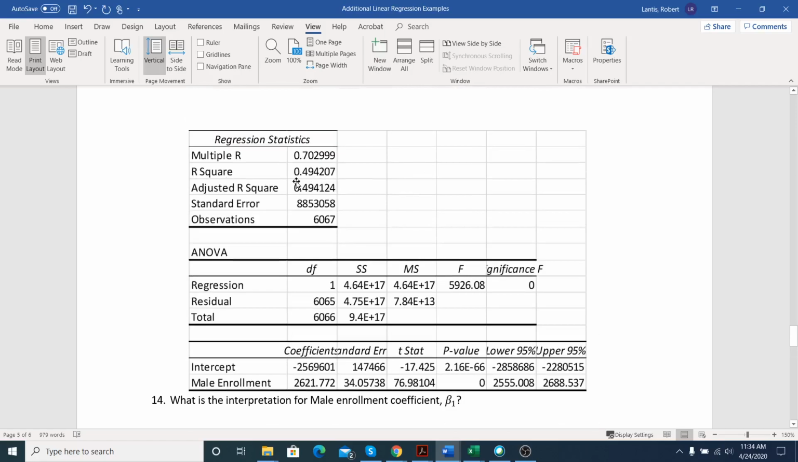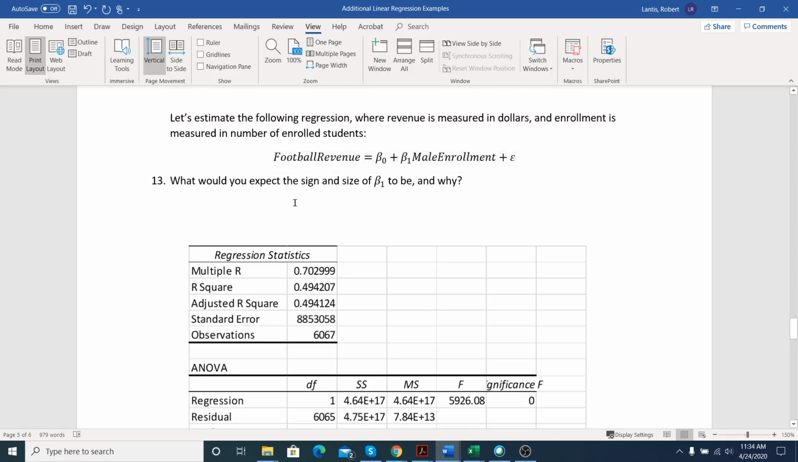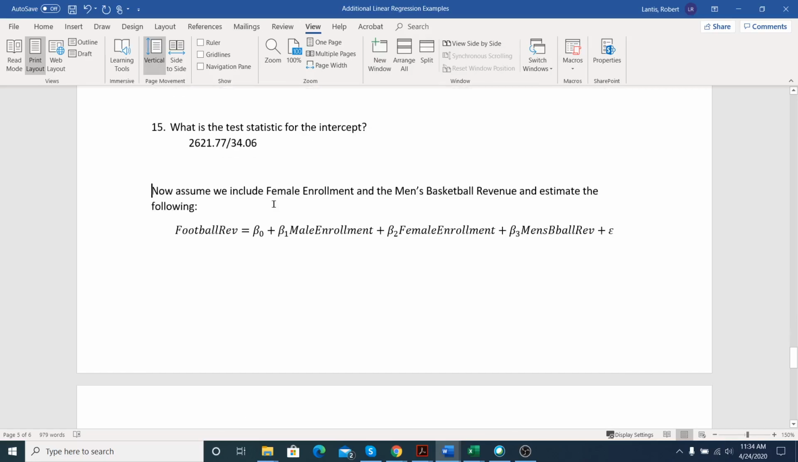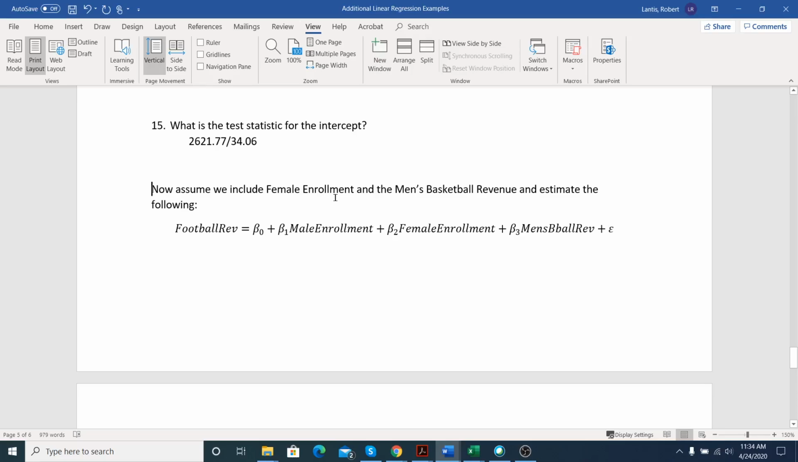And we're explaining a lot of the variation, right? So just with male enrollment, we can explain almost 50% of the variation in football revenue at the school. So now suppose we include not just male, but also female enrollment, right? So we're capturing the entire enrollment at a university. And then we're also including men's basketball revenue. So there's some interesting things we could think about here, and it's the reason why I did that. It might not be completely clear yet, but it kind of relates to some economic principles, which I'll mention.